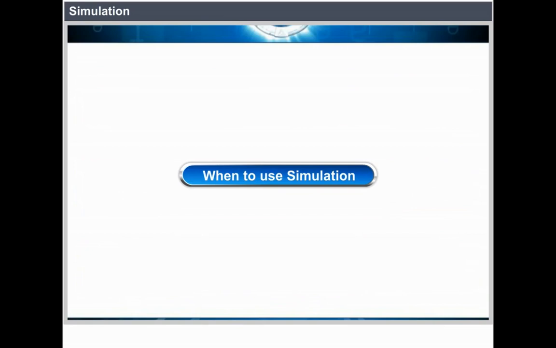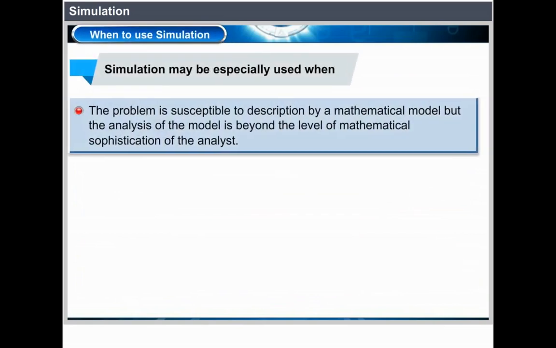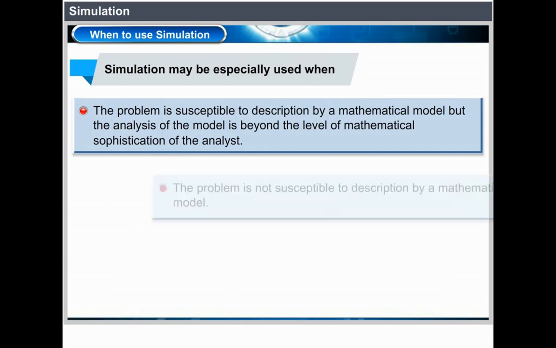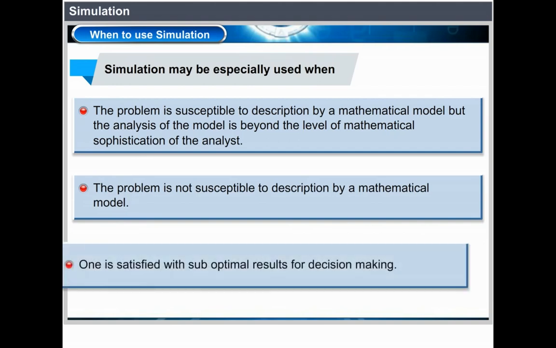When to use simulation? Simulation may be especially used when the problem is susceptible to description by a mathematical model, but the analysis of the model is beyond the level of mathematical sophistication of the analyst; when the problem is not susceptible to description by a mathematical model; or when one is satisfied with suboptimal results for decision making.